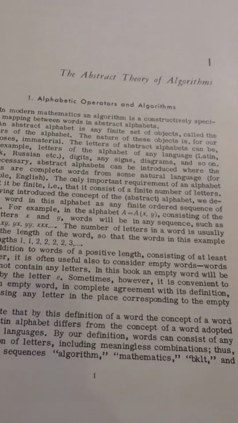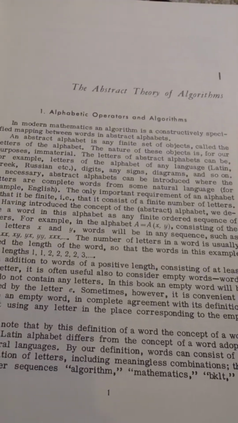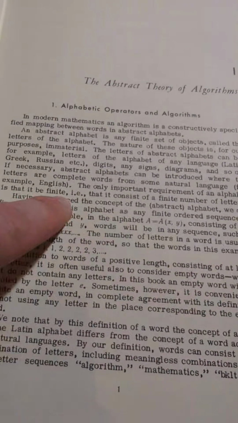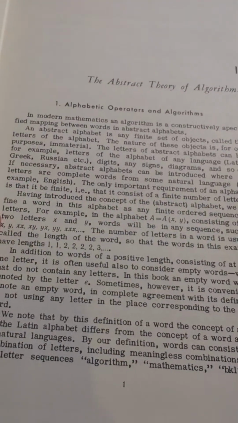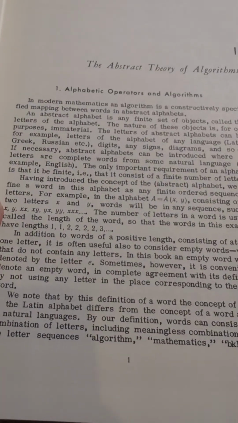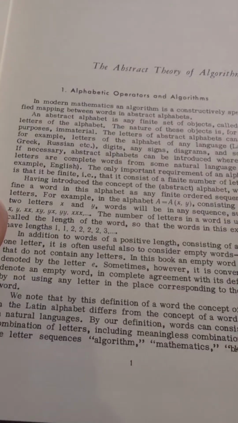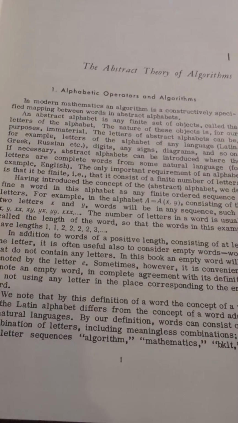The only important requirement of an alphabet is that it be finite, i.e., that it consists of a finite number of letters. Let me read that again. The only important requirement of an alphabet is that it be finite, i.e., that it consists of a finite number of letters. Having introduced the concept of the abstract alphabet, we define a word in this alphabet as any finite ordered sequence of letters.